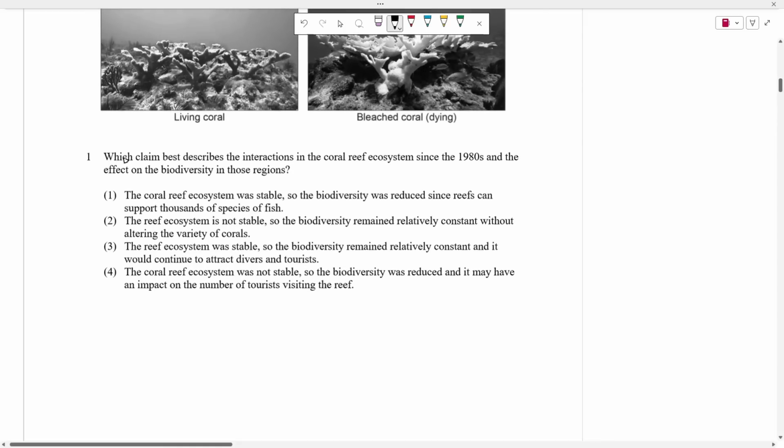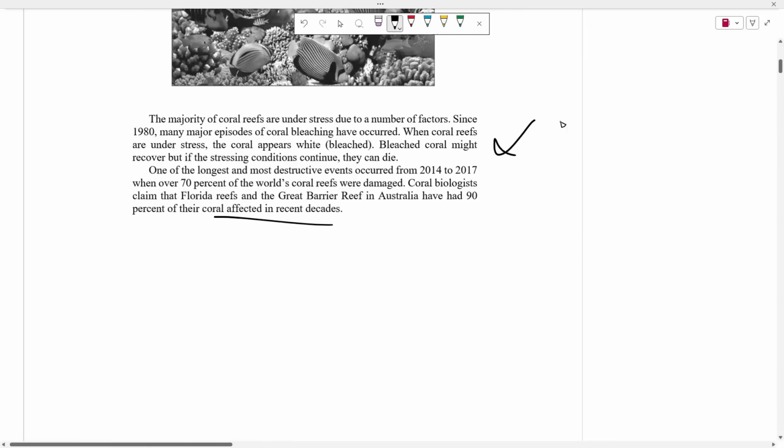So number 1 asks, which claim best describes the interactions in the coral reef ecosystem since the 1980s and the effect on biodiversity in those regions? So let's look at what's happening here. Well, if we read it, since the 1980s, we know that the coral reef ecosystem has become bleached, meaning that the stability has decreased, right? How do we know that? Well, if we read over here, we know that.